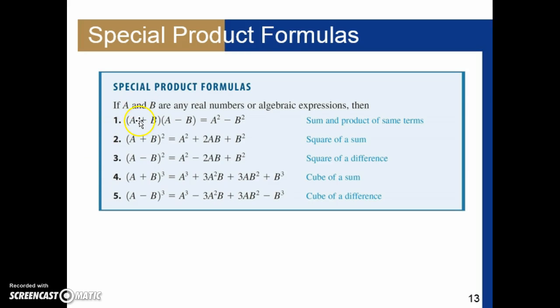Now there are some special products that you've seen. We have the product of two factors. We usually call these factors. They are algebraic expressions where we have the same lead term in both factors and we have the same tail term or last term in both factors, but we have the opposite operation.